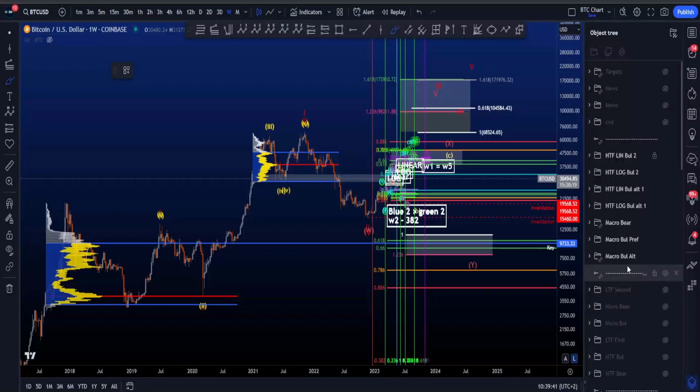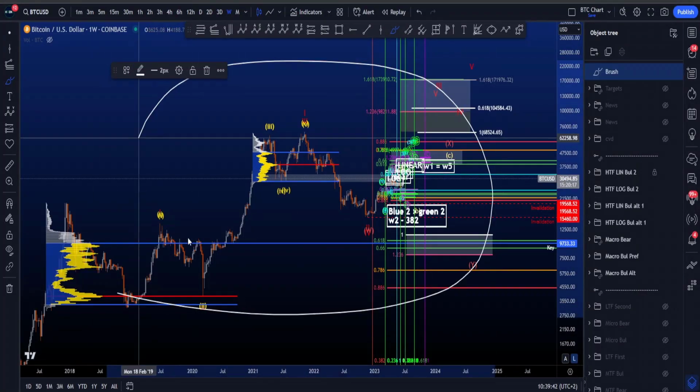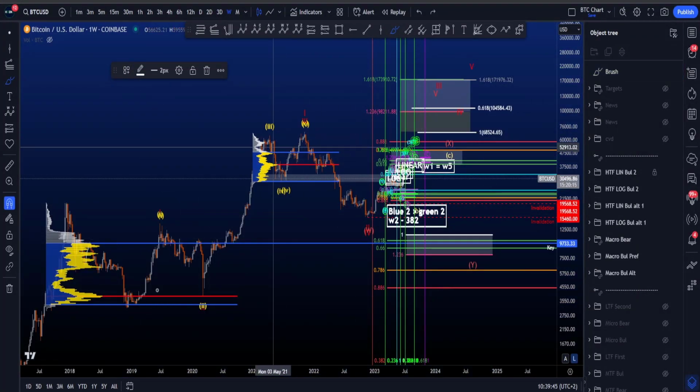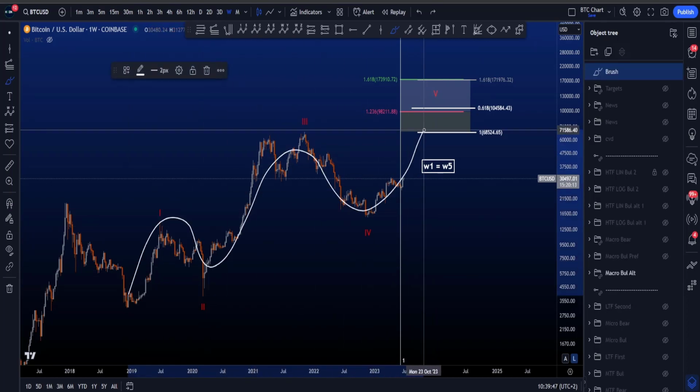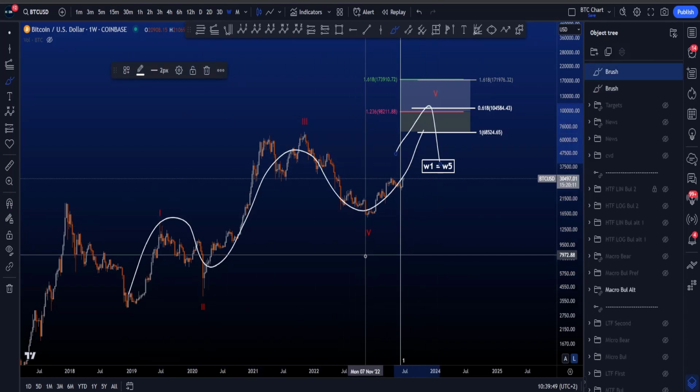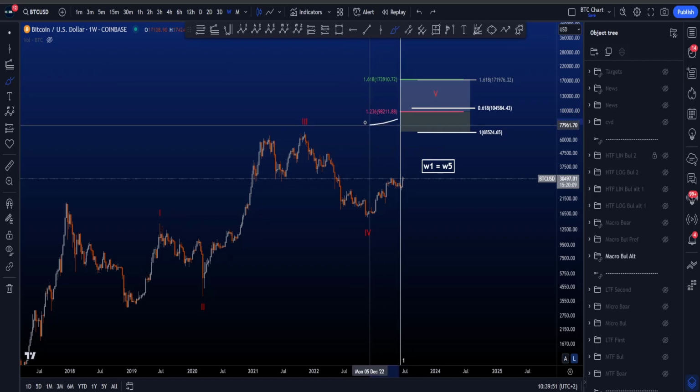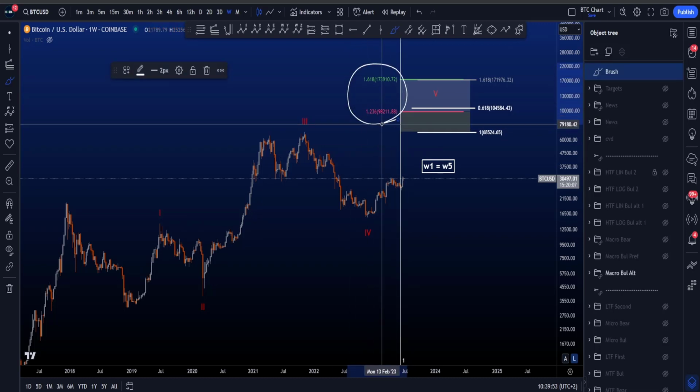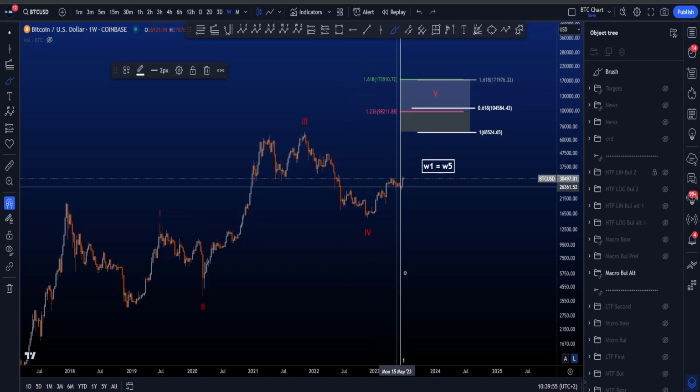Hi everyone, let's go over my macro and high time frame bullish and bearish Elliott Wave scenarios on Bitcoin. And for the first time, this is now my alternative bullish scenario where we're looking for a wave 5 to the upside, where the most common target for a wave 5 is between 98k and 174k.